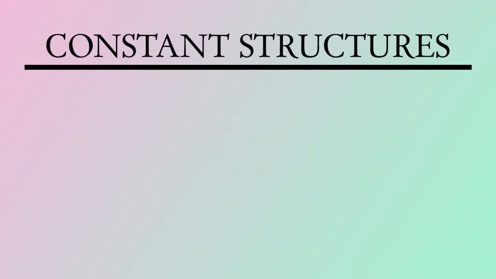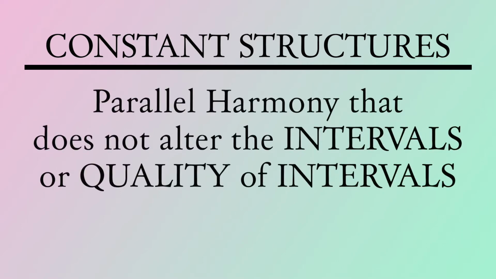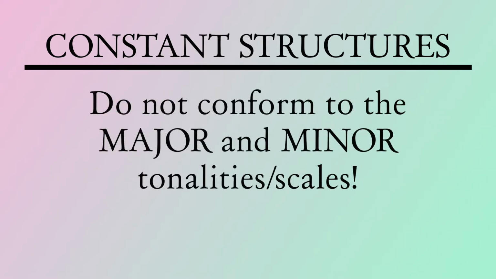So, constant structures, what are they? Well, in music, a constant structure is a structure that will be used without altering either the intervals or the quality of intervals. This means that whatever intervallic structure you build, you will retain all intervallic qualities and not conform the structure to your typical diatonic scales such as the major or minor scales.